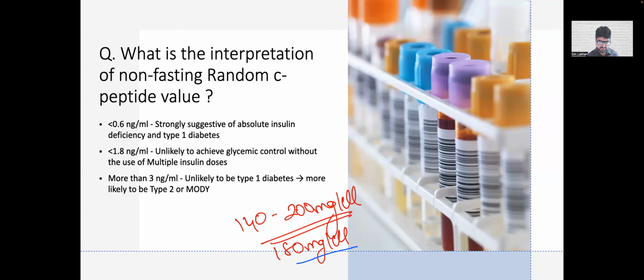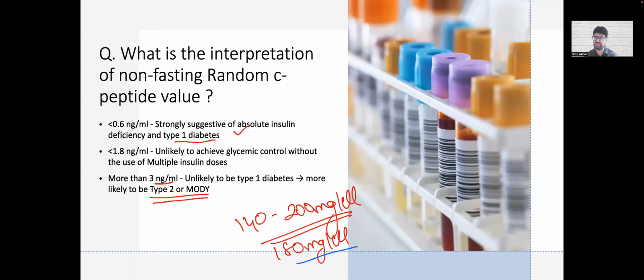Now, if the C-peptide value is less than 0.6 nanogram per ml in a random sample, it is very likely to suggest type 1 diabetes or absolute insulin deficiency. And if it is more than 3 nanogram per ml, it is very likely to suggest type 2 or possibly a MODY. This is a very, very important, useful tool to use. Once again, let me repeat, if you do not take anything else from the previous lecture, this is what you should perhaps take.